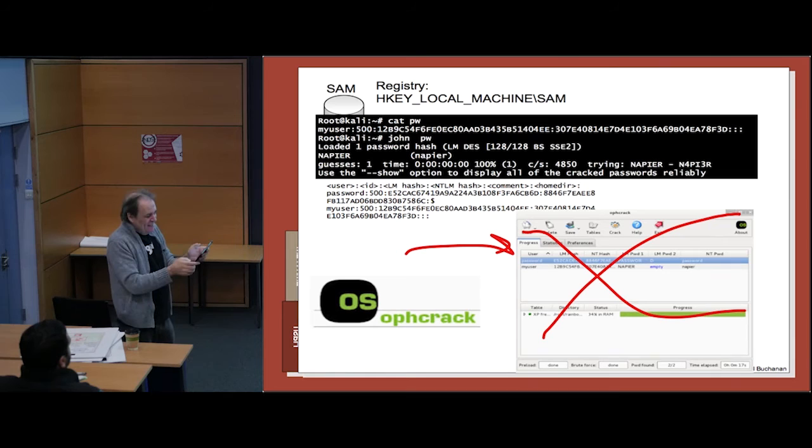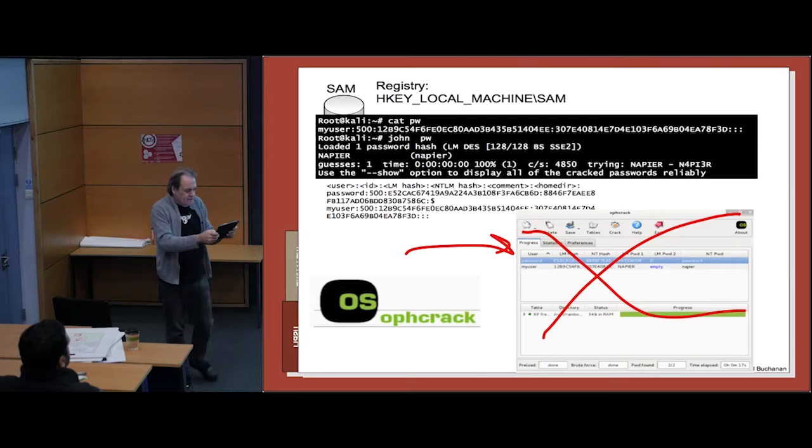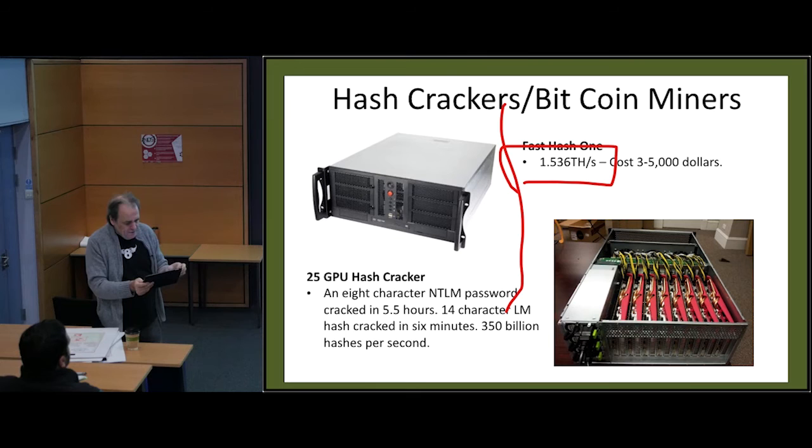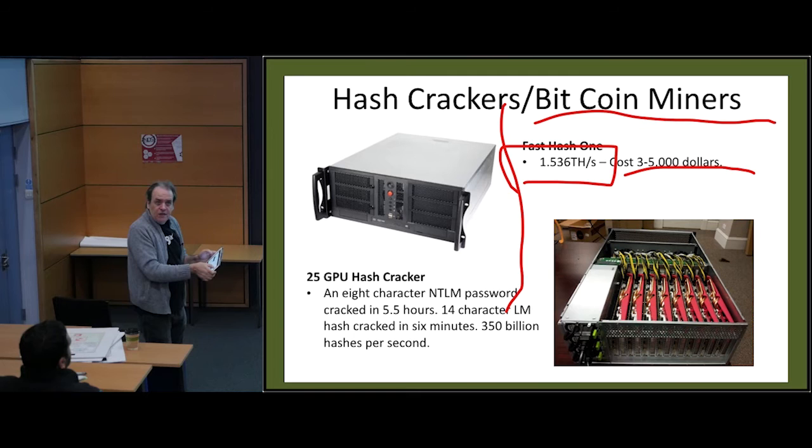John the Ripper is quite useful because it gives us a benchmark. And this is the kind of state of the art. There's 1.5 tera hashes per second. It costs you about $5,000 for our Bitcoin miners. So Bitcoin miners are a bit like producing a hash each time.